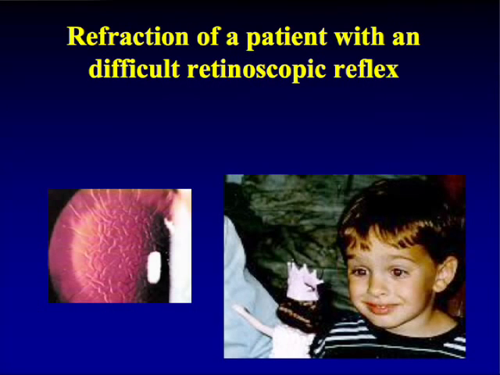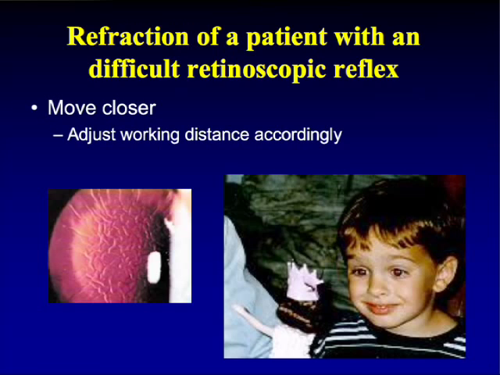What if a patient has a difficult to interpret retinoscopic reflex? Here's a LASIK flap gone bad, and that's going to be a very irregular retinoscopic reflex. How do you work with that? Well, one is, don't forget, you can move closer. So sometimes, even in a child, I'll move until I'm just 10 centimeters away, and at least that gives me the cylinder and one compared to the other.